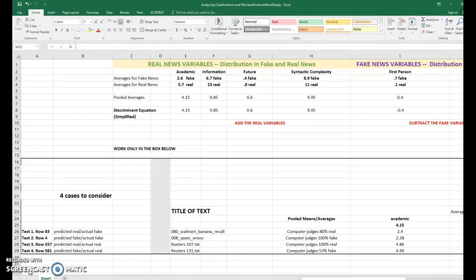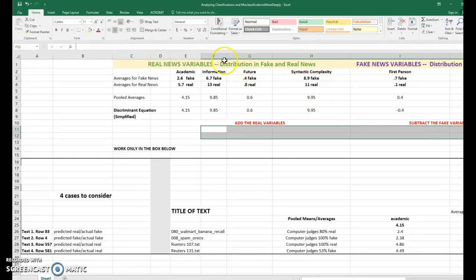In this video, we're going to talk about how to analyze and read the text for classifications and misclassifications. So this is the Excel spreadsheet I sent you, and this will set up the problem for you so you can spend your time as analysts really engaging four texts in four different conditions. What we're looking at up here are the real news variables, the variables that favor and tend to signal real news: academic, information, future, and syntactic complexity.